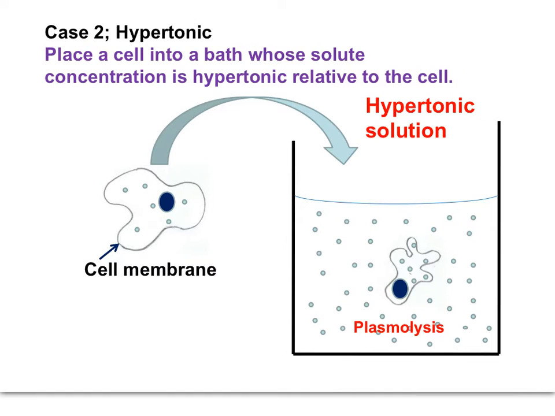Case 2, a cell is placed into a beaker that is hypertonic. The cell cytoplasm is hypotonic relative to the solution into which it's placed, which is hypertonic. You can see that water leaves the cell, moving from the hypotonic solution out to the hypertonic solution. The cell shrinks. It's a process called plasmolysis.